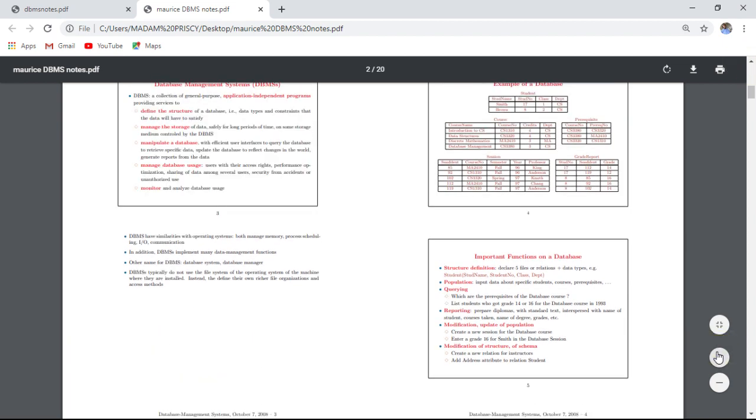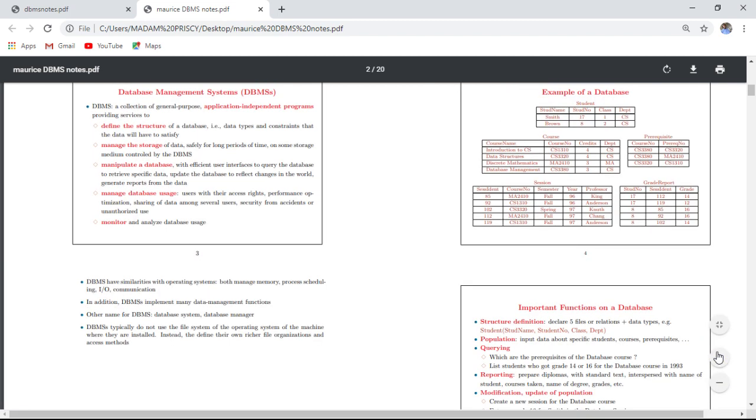Right. So, your prerequisite table, your course number, and then the prerequisite number. Okay, and also another example of a database.